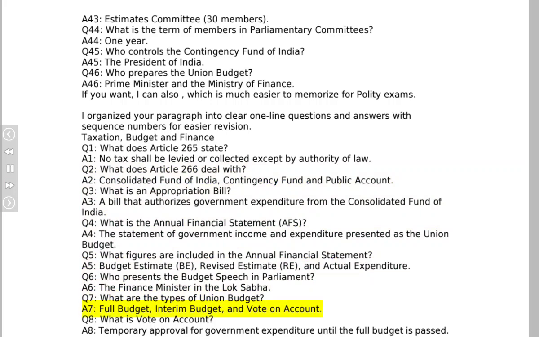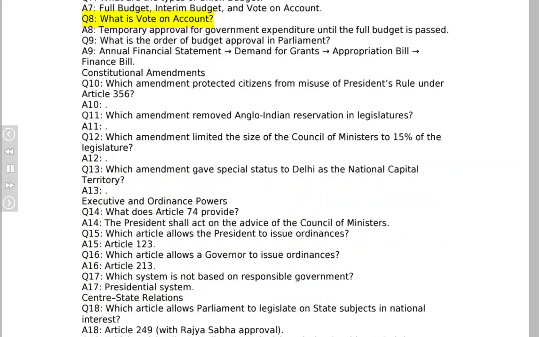Q7. What are the types of union budget? A7. Full budget, interim budget, and vote on account. Q8. What is vote on account? A8. Temporary approval for government expenditure until the full budget is passed.